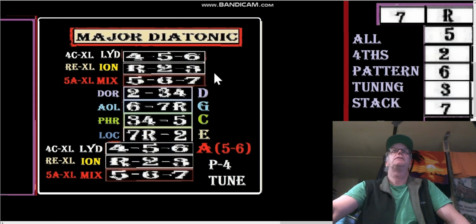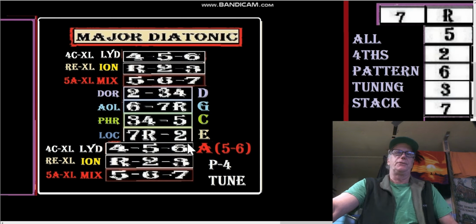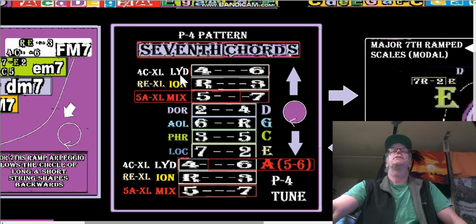Okay, so we only take the 5 6 of the A on the 5A XL. We only take the outer two notes on the 4 XL. That's just a little jargon. The point is that we can use this to play the diatonics, whereas here's the same thing with just selecting the notes to play the major 7ths.